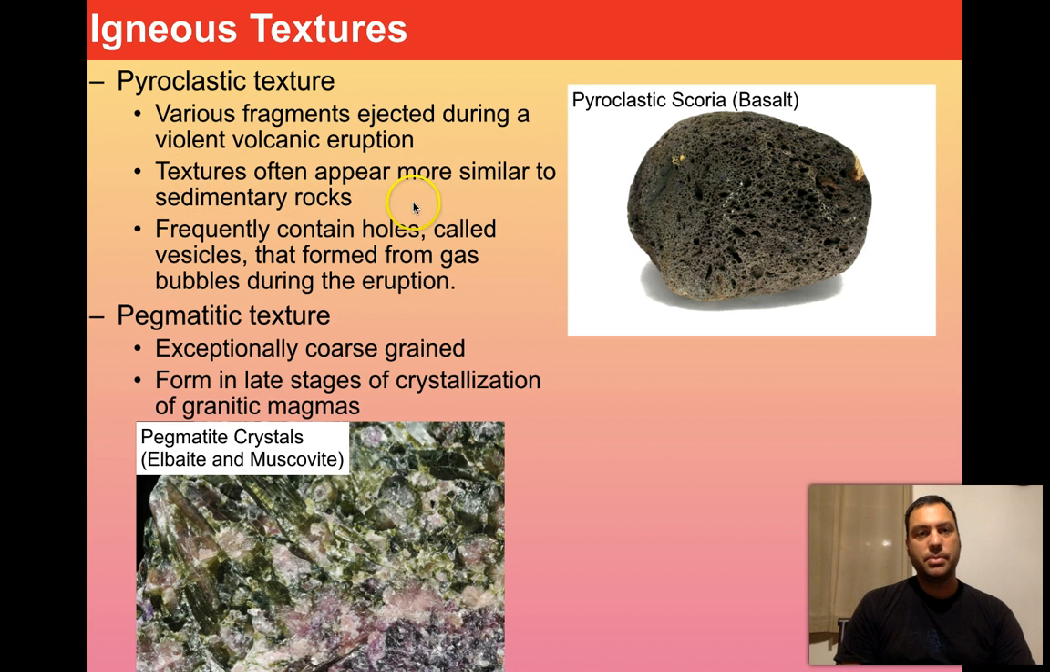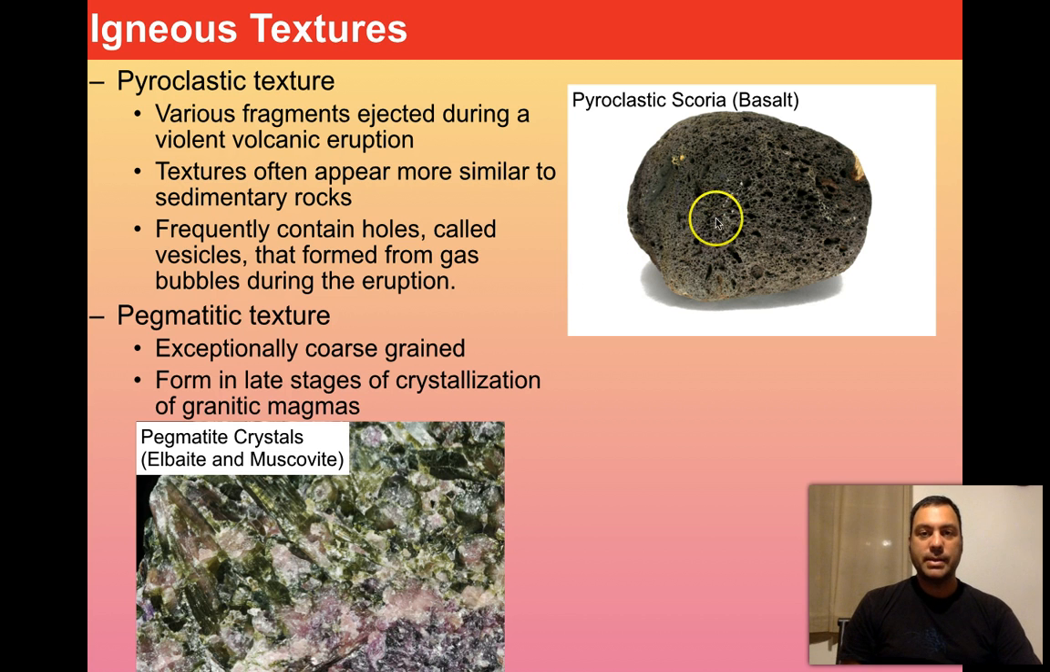Textures often appear more similar to sedimentary rocks. That's not atypical. You can actually go to a cinder cone and you will see layers that will look like sedimentary rock layers. They frequently contain holes called vesicles that formed from gas bubbles during the eruption. So yeah, you can see this is clearly coming out of a volcano, and it had a lot of gas in it at one time.